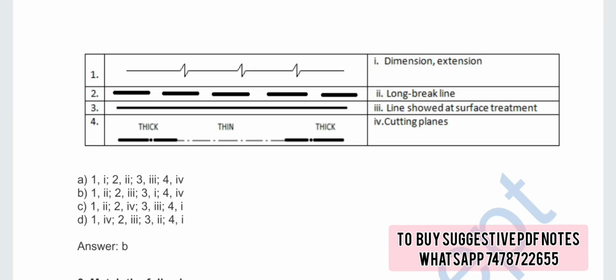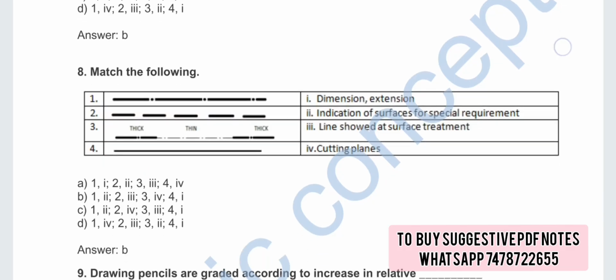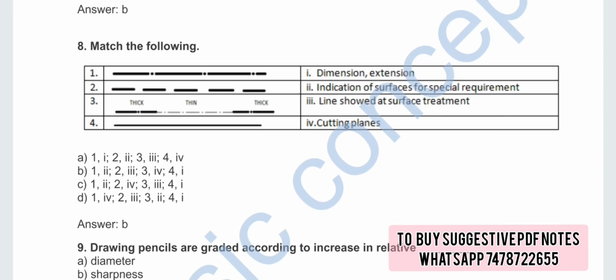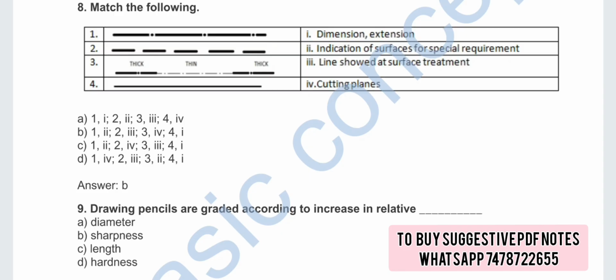Number 3, dimension or extension line. Number 4, thick, thin, thick, that is cutting planes. Match the following similar as question number 7. The answer is B, that is 1, 2, 2, 3, 3, 4, 4, 1.